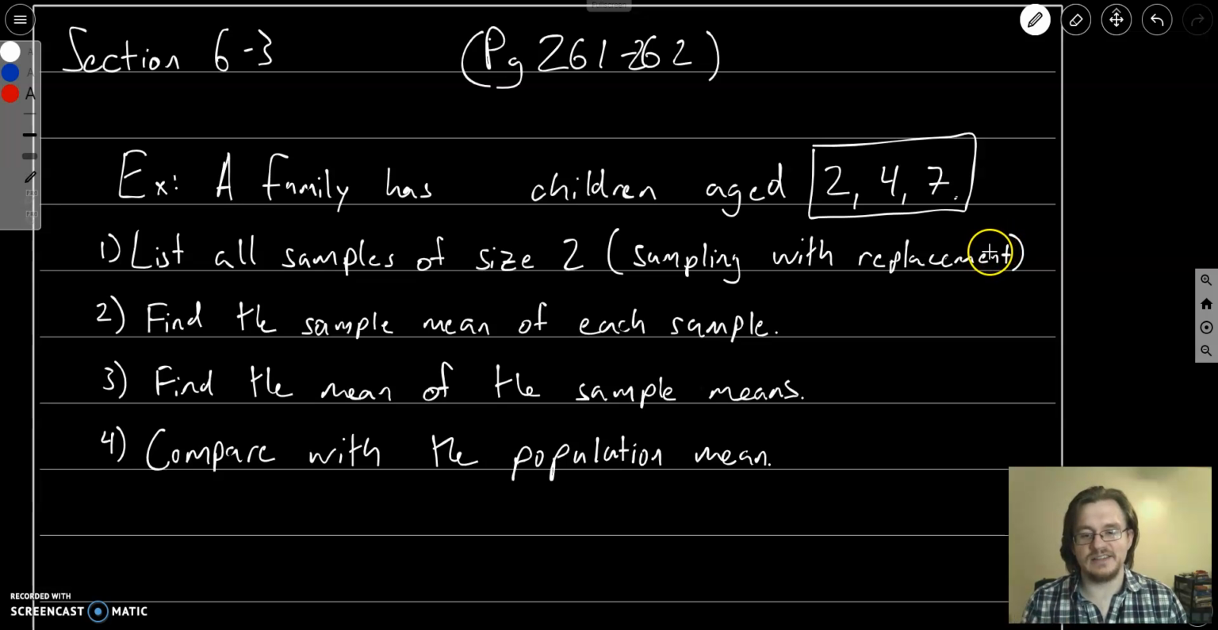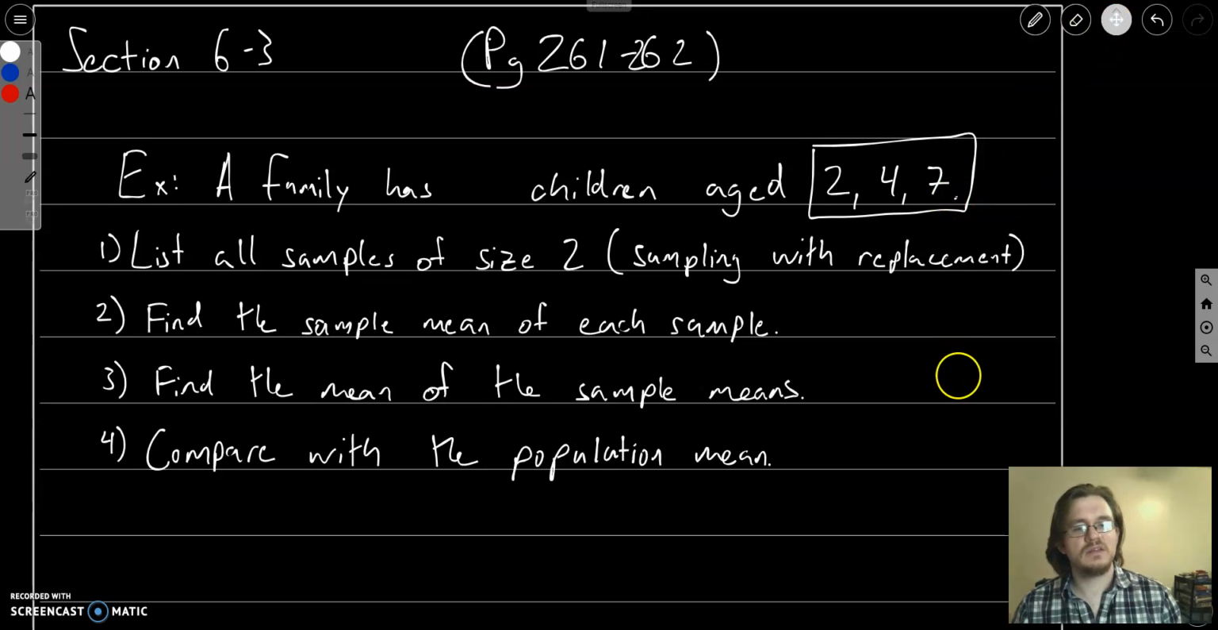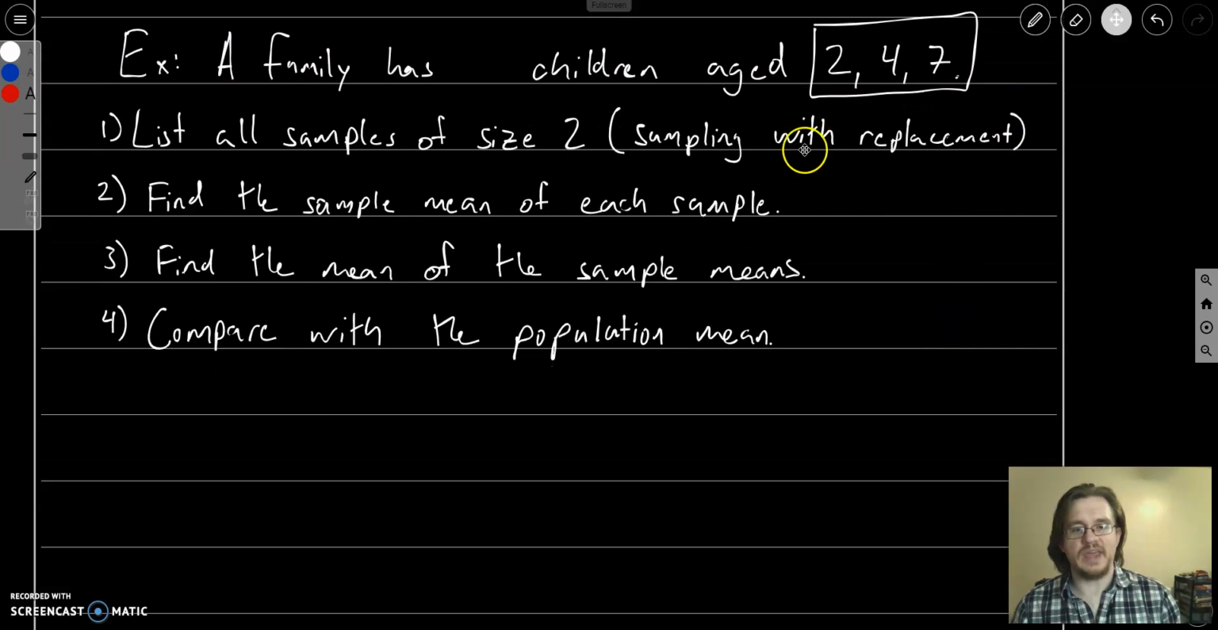conducting statistics using samples, we normally want samples that are pretty big. 30 is normally a good number for a required sample size. So here we can't get a sample of size 30. So we'll just do what we can with these numbers because it'll be easier to work with.